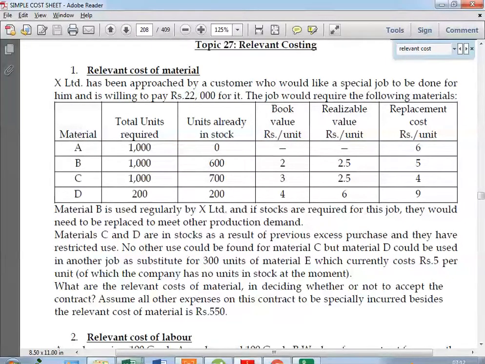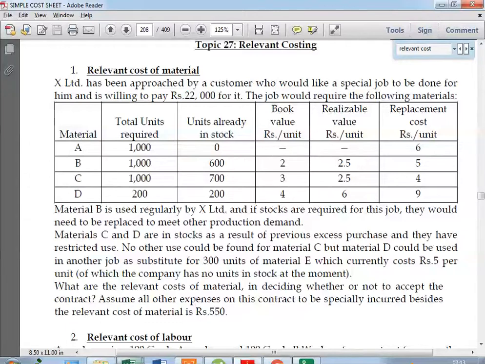Point number B, use it as a substitute of material E and save 1500.